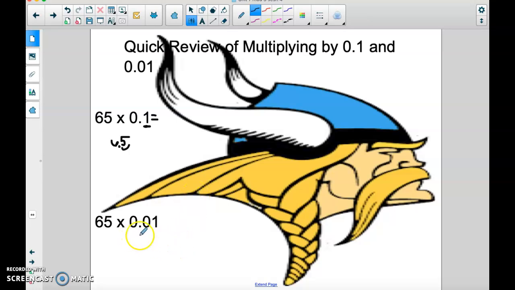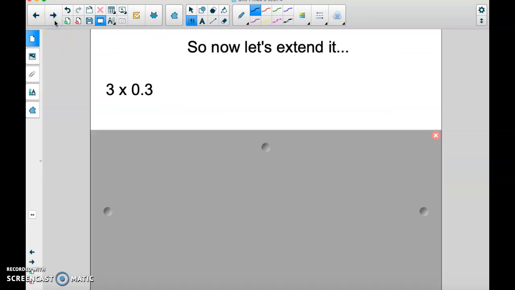Now, same thing here. If we did 65 times 100th, it's still 65 times 1, so we'd still get 65, but we move back two place values now because there's two jumps we make here, so it'd be 0 and 65/100ths. Okay, so we're going to extend that today. I want you to pause the video and try 3 times 0 and 3/10.